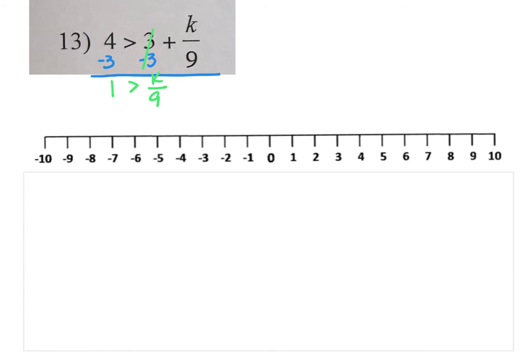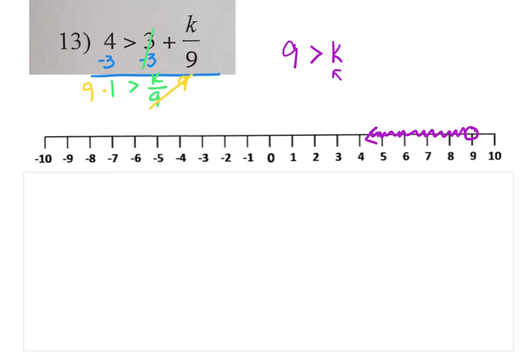Since I am dividing, I will get rid of that 9 with multiplication, and I do that to both sides. So I end up with 1 times 9 on the left, or 9, and a k. So I know I'm going to start at the 9. Is it open or closed circle on the 9? Open. And then I need to know if k is smaller than 9 or bigger than 9. It's smaller. K is smaller than 9, right? And so I'm going to graph everything smaller than 9.